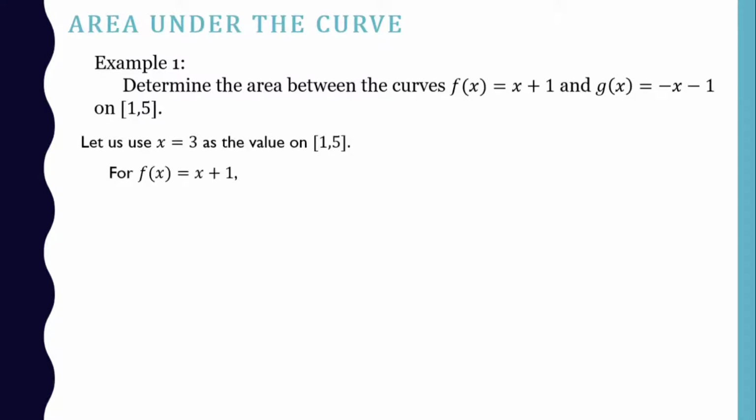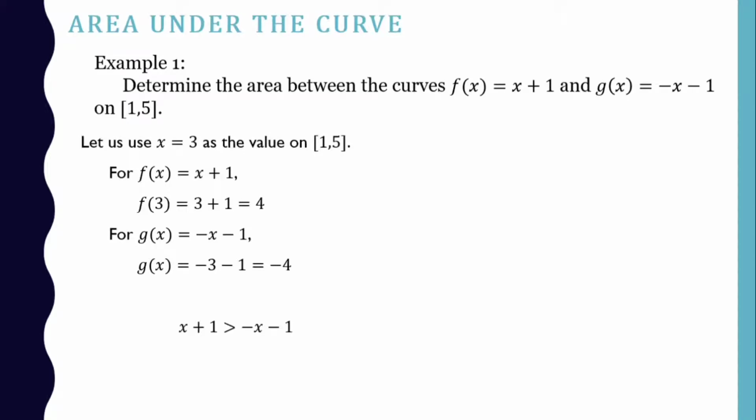First, we substitute 3 into f of x. So f of 3 is 3 plus 1, which is equal to 4. Next, we substitute the same number into the other function, g of x equals negative x minus 1. So that's g of 3, which gives negative 3 minus 1, that's negative 4. Since 4 is greater than negative 4, it follows that x plus 1 is greater than negative x minus 1, which means that x plus 1 will be our upper function and negative x minus 1 will be the lower function.